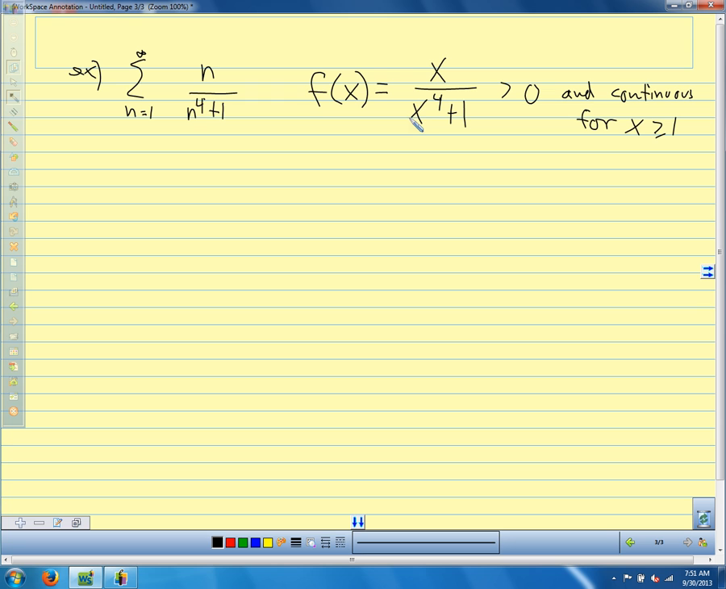If we want to make a stronger argument, we would look at the derivative. If I take the derivative, f prime, it's relatively clear here, but if it weren't clear, we can use the quotient rule. So I get x to the fourth plus 1 minus x times 4x to the third, all over x to the fourth plus 1 squared.